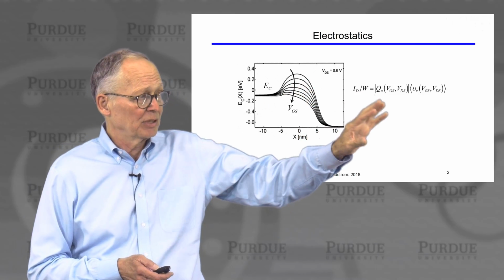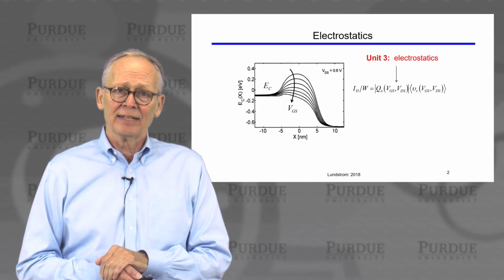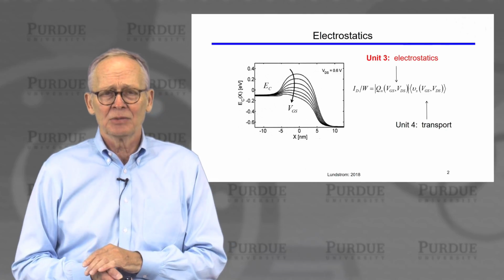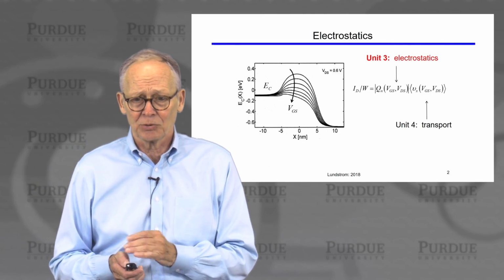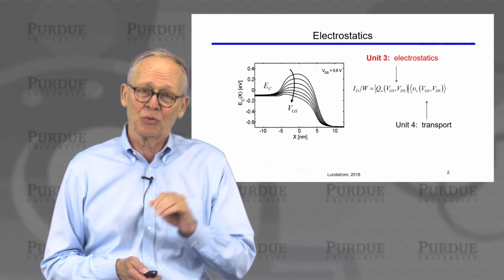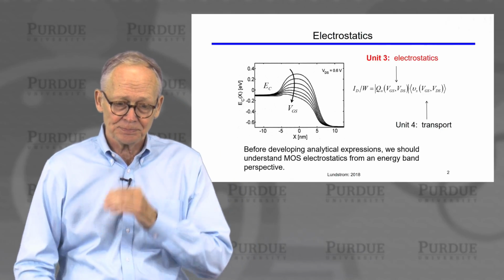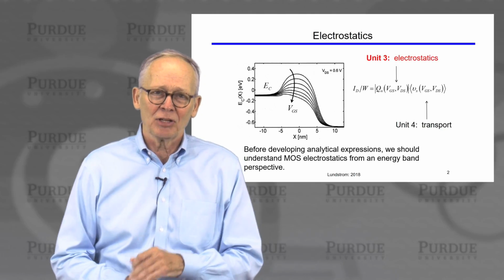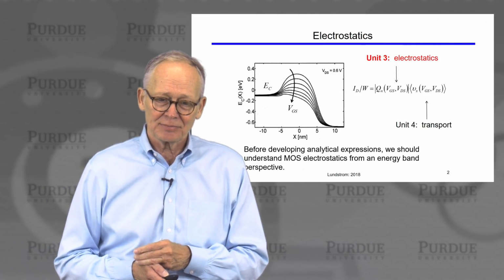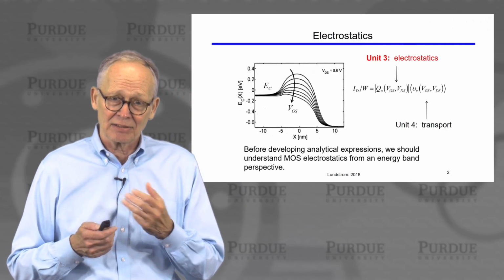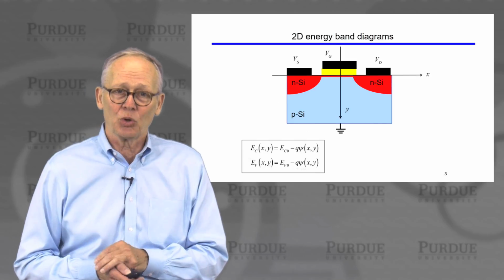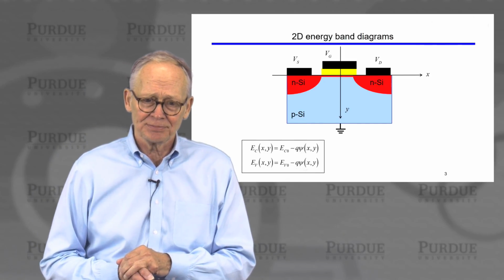So when we focus on the charge, we're focusing on MOS electrostatics. When we focus on the velocity, we're focusing on carrier transport. Unit 3 is all about electrostatics. Unit 4 will be all about transport. But before developing analytical expressions for the charge density, we should understand things qualitatively with energy band diagrams.